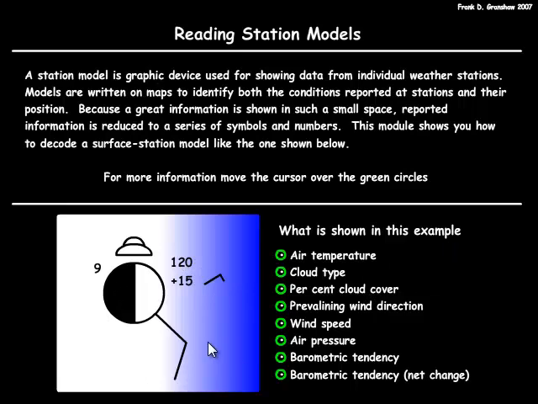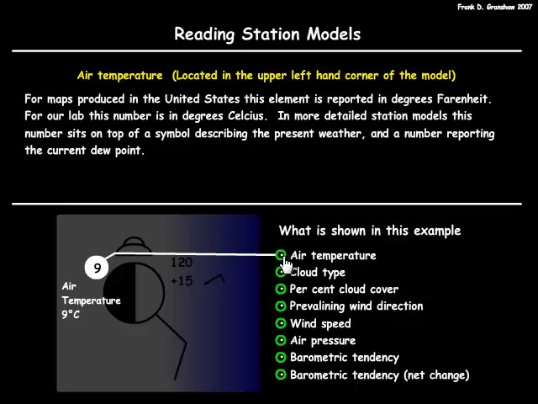This is an example of a station model that you could possibly be using to interpret the weather conditions. In this example, if we scroll over each of these green circles, it will highlight where that item is. So in this case, we're looking at the air temperature. It's in Celsius, 9 degrees is what's listed. And also up top, when you scroll over that air temperature, you'll see a description of exactly what that station model is indicating. So that one's pretty self-explanatory.